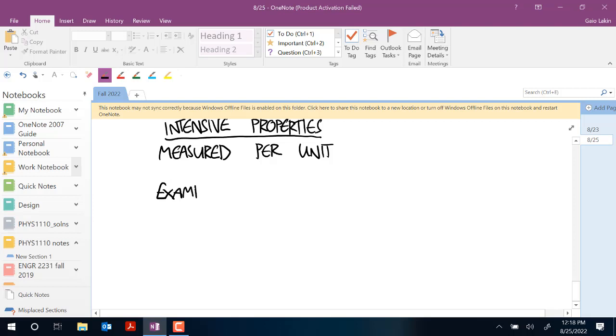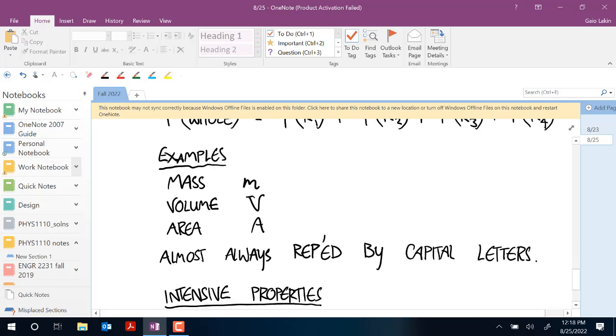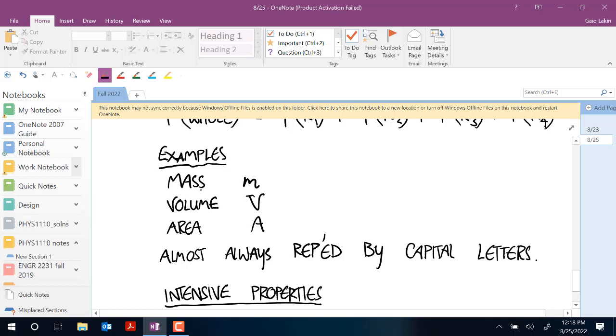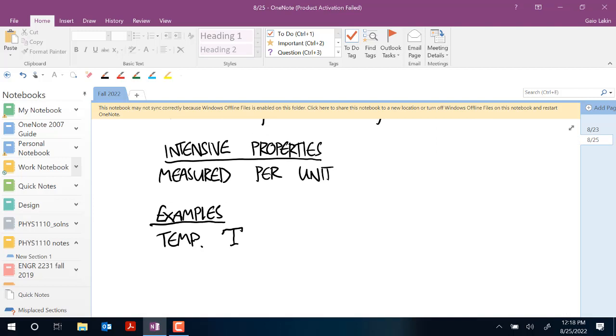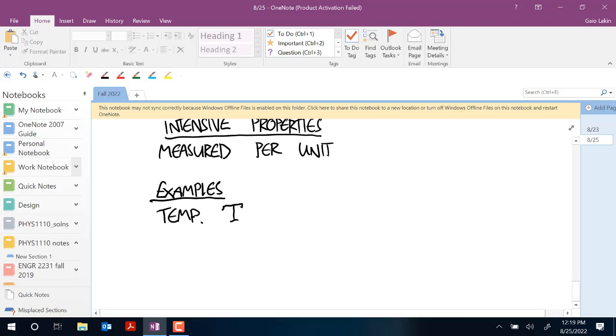Examples are temperature, and we'll denote that with a capital T. And just like mass was the only extensive property we're going to use a lowercase letter to represent, temperature is the only, or at least one of the only, intensive properties that we're going to use a capital for. Normally, we're going to use lowercase to represent intensive properties.